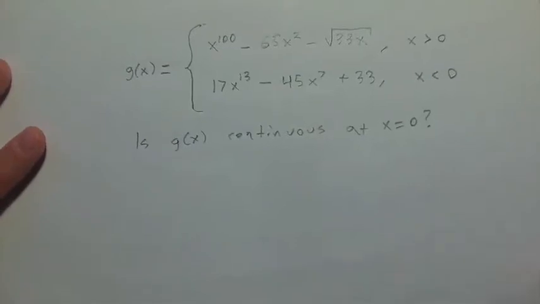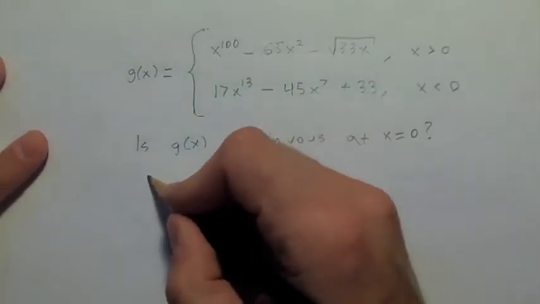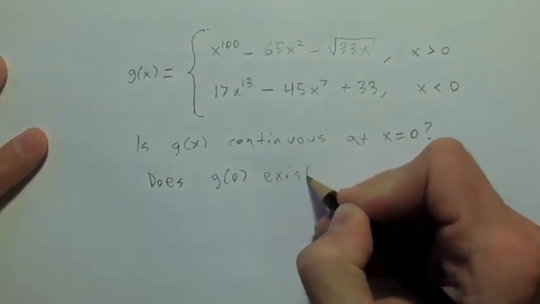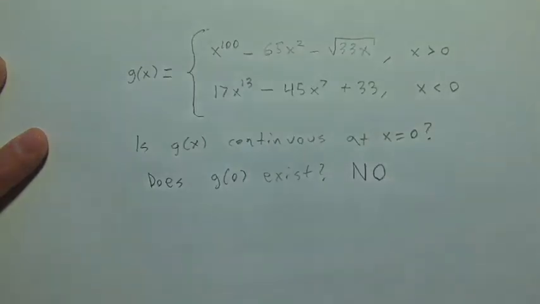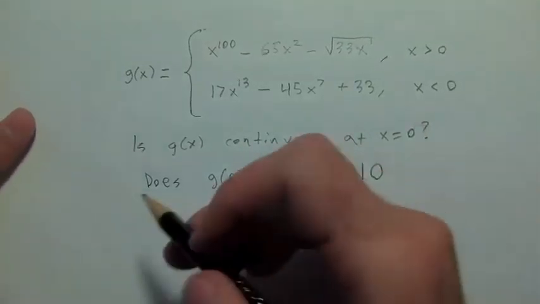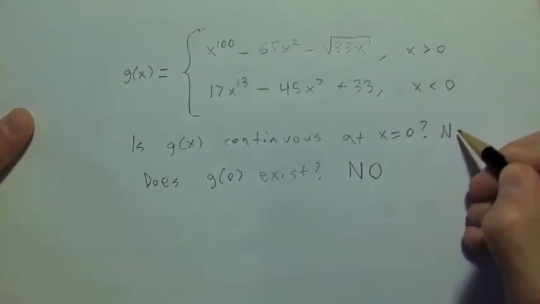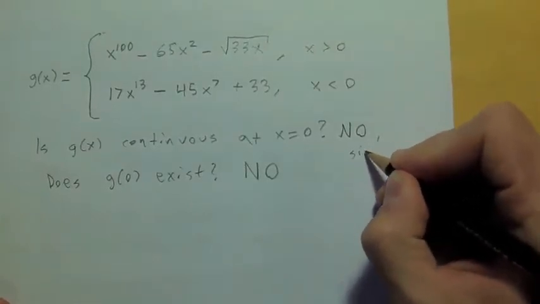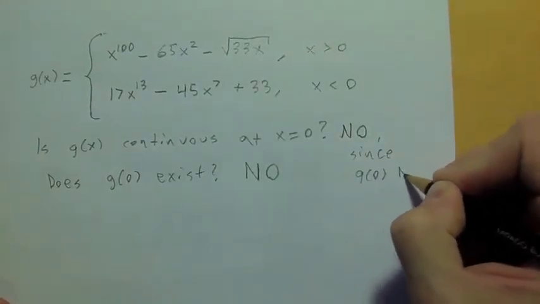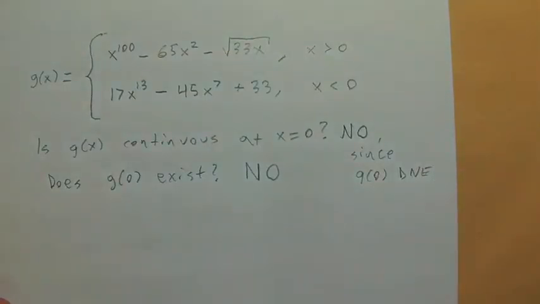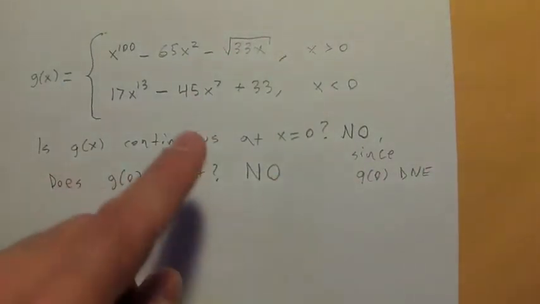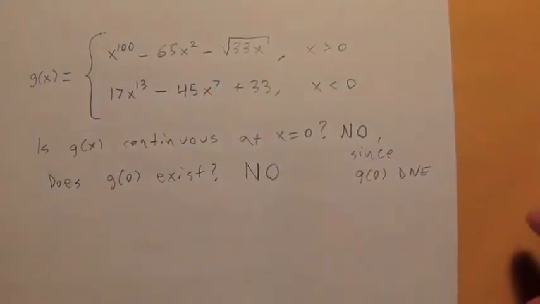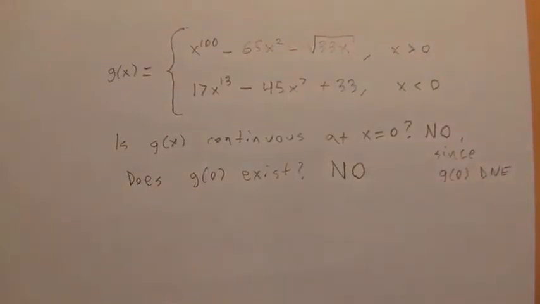And the answer is no, because the first thing in our checklist is, does g of 0 exist? And the answer is no. Okay, so is g of x continuous at x equals 0? Nope. And the reason is, since g of 0 does not exist, or g of 0 is undefined. We already wrote that here, but typically you're just going through this on your own. But basically, since g of 0 does not exist, g of x is not continuous at 0.